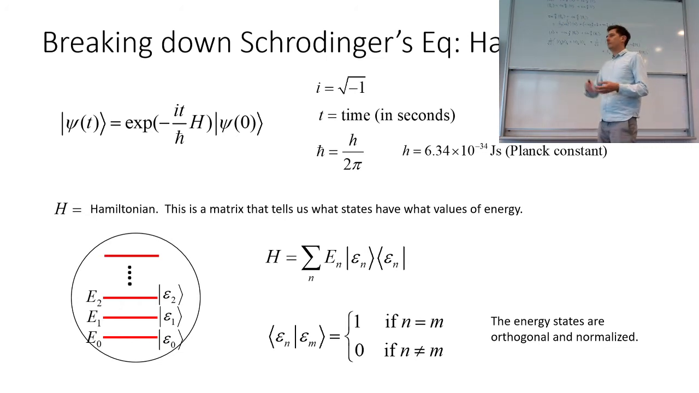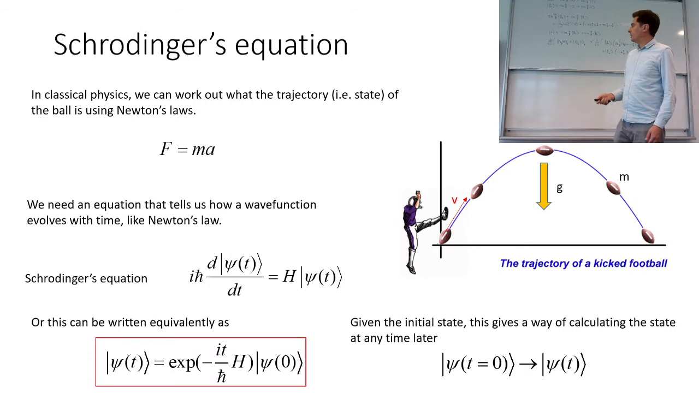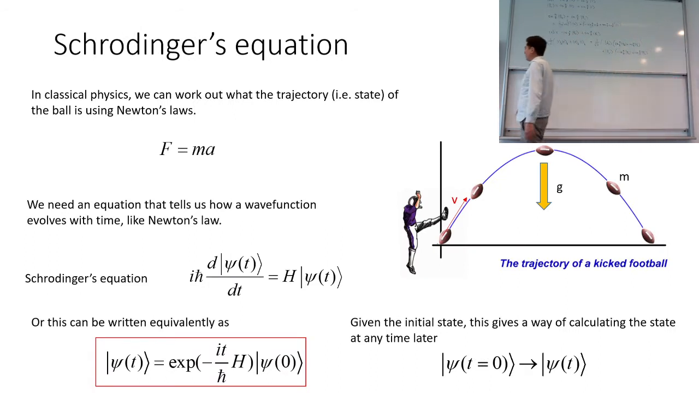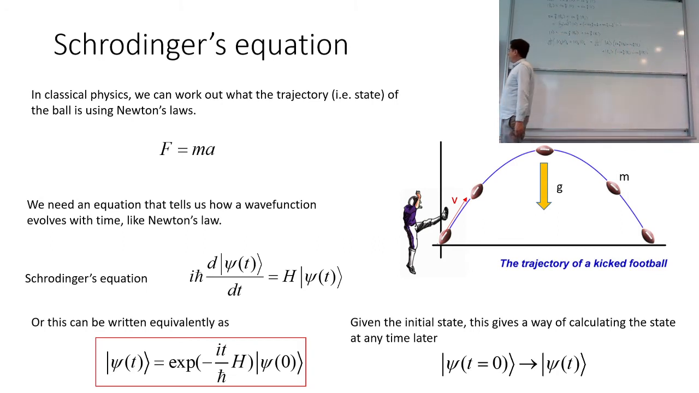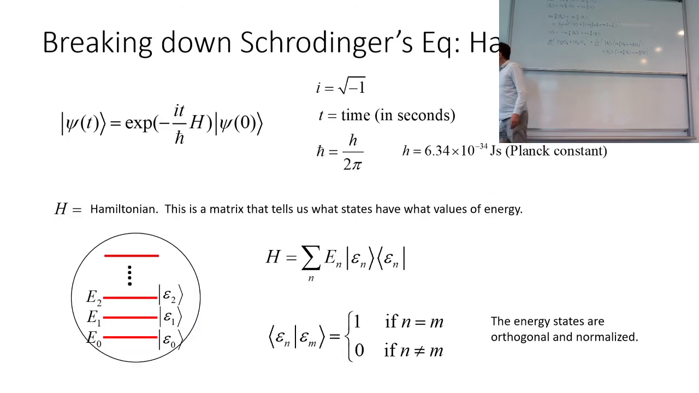Just like in a classical physics problem, there are all kinds of different situations that you can think of with a ball being kicked in the air. The landscape could be different, gravity could be different. So there are all kinds of different physical situations, and that is basically all encapsulated in this Hamiltonian.